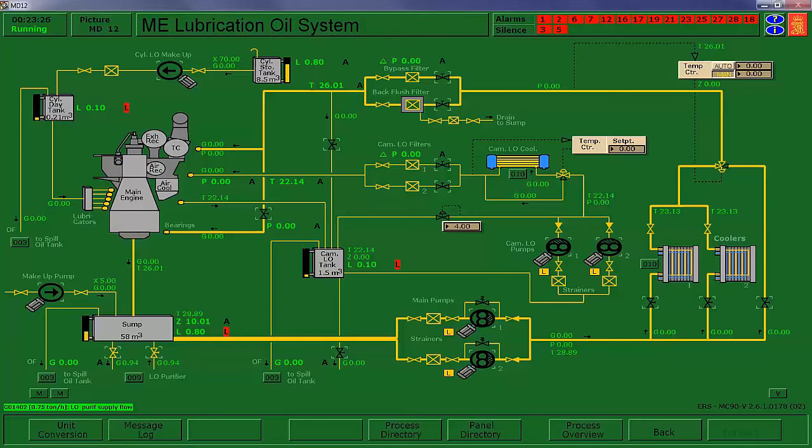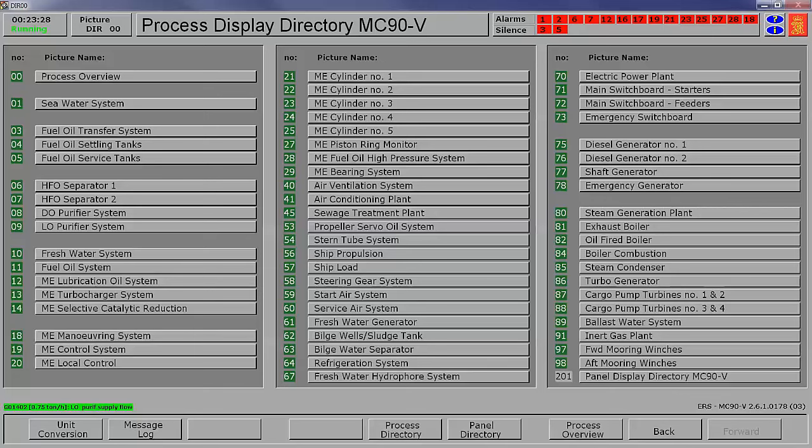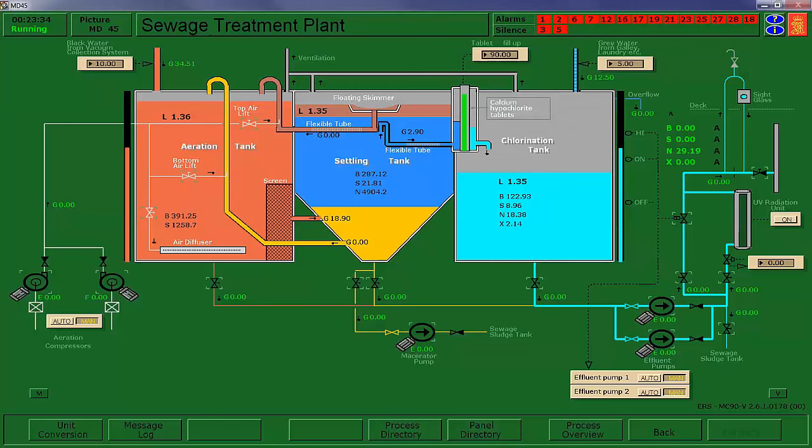To place the sewage system in service, here we go. All right, the first thing we're going to do is start one of the aeration tanks. Go ahead and put it in auto. This is not very different from the system on the Bear.